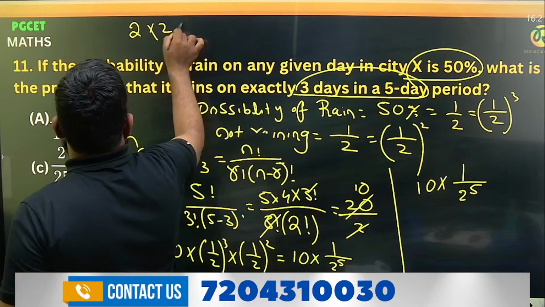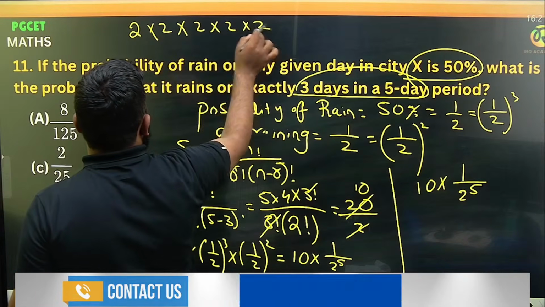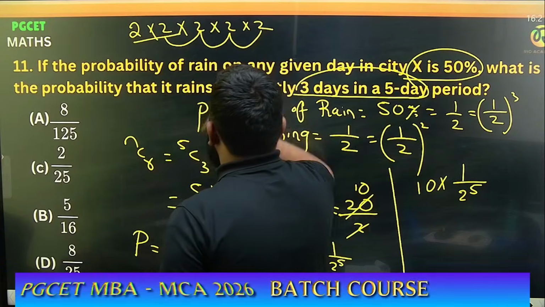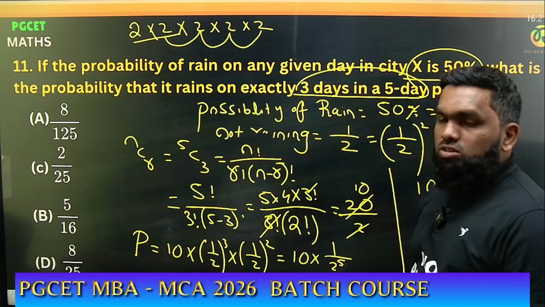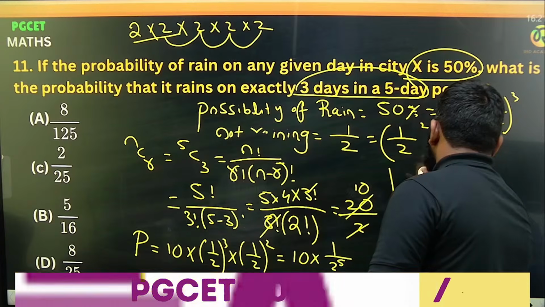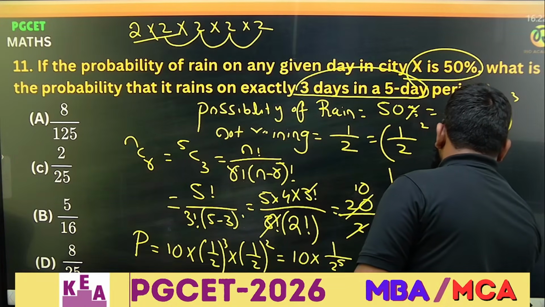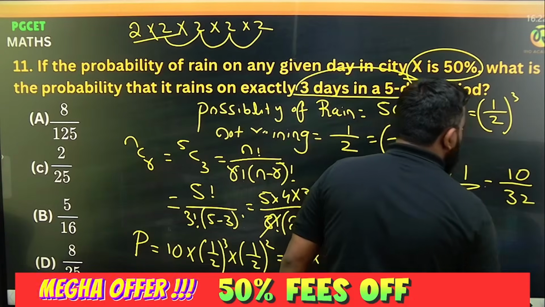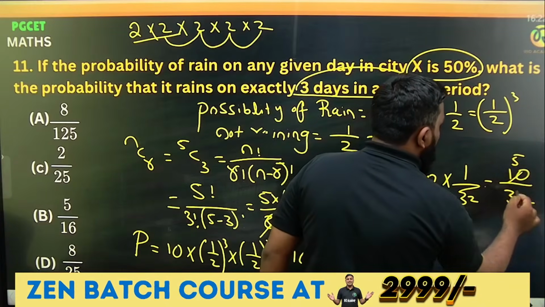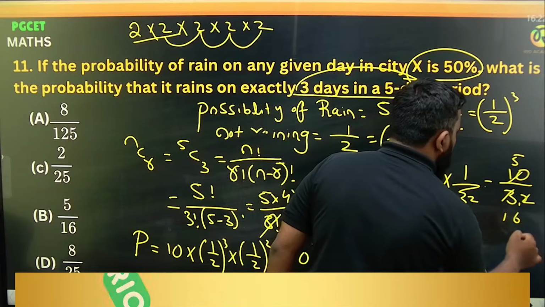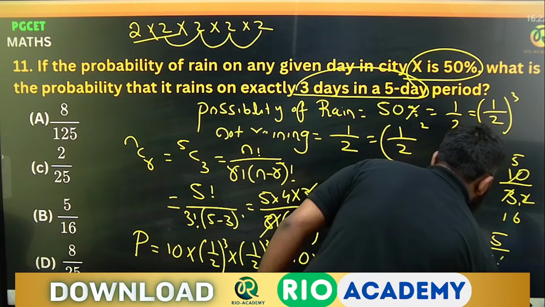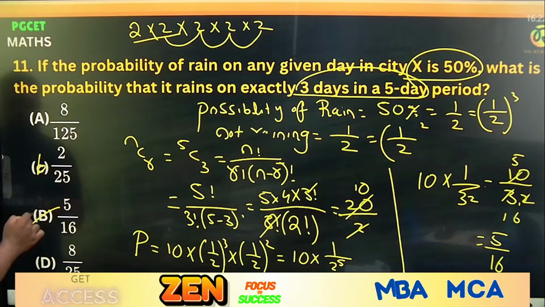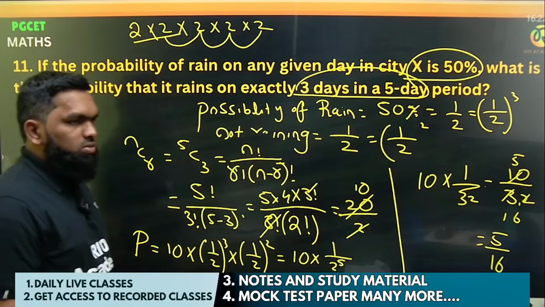2 into 2 into 2 into 2 into 2. 2 to the 4, 4 to the 8, 8 to the 16, 16 to the 32. Now 10 into 1 divided by 32. Now cancel this term. 2 fives are 10, 2 ones are 2, 2 sixes are 12. Now the answer will be 5/16. Option B. I think it is a B, and this will be C.